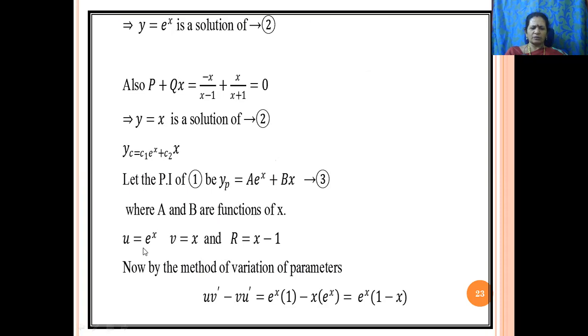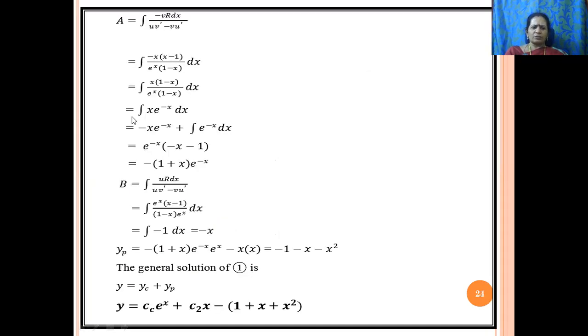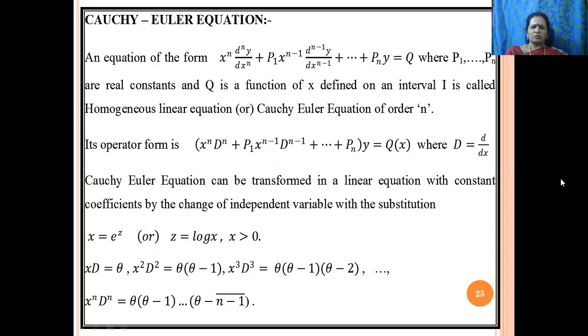functions of x. Here u is equal to e power x, v is equal to x, and then by the method of variation of parameters, write down the pattern, then find out a and b using the given particular formula, then write down the general solution.